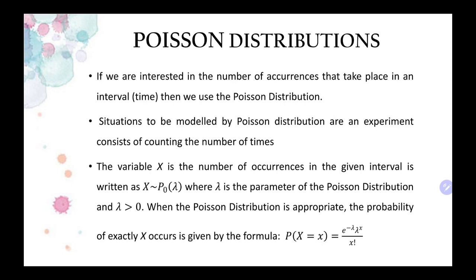When the Poisson distribution is appropriate, the probability of exactly x occurs is given by the formula P(X = x) = e^(-λ) λ^x / x!. And this formula we just use for equal signs only.